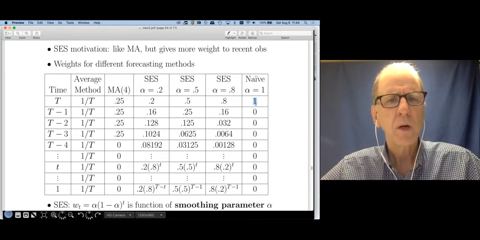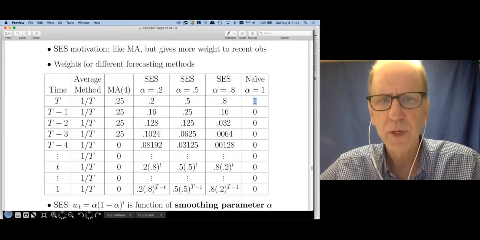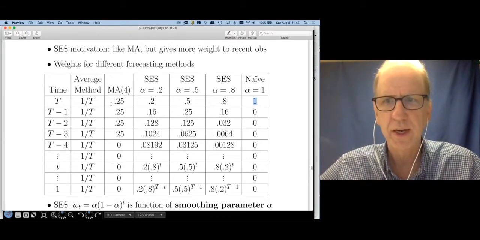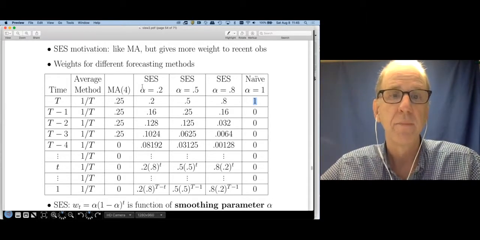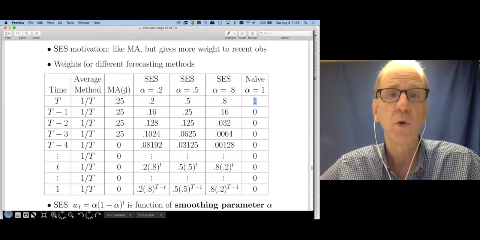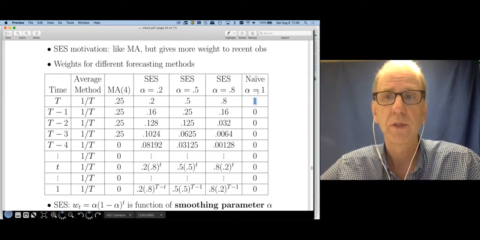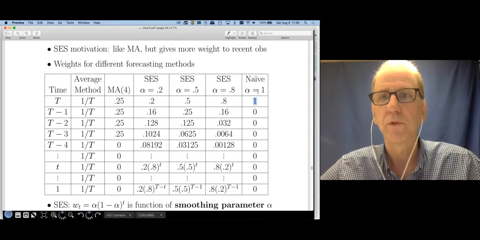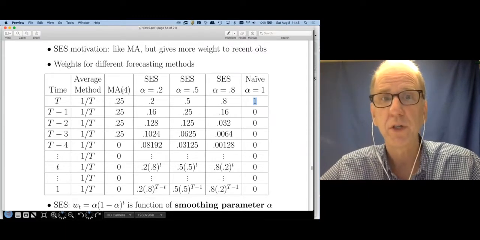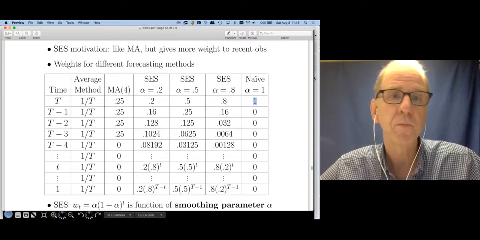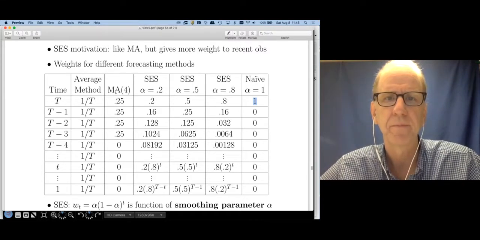Well, what I said last week was a moving average is kind of a halfway house between the average method and the naive method, because a moving average of order 1 would give us the naive method. It's just averaging the most recent observation with itself, and you get the naive method. Likewise, if I take a moving average of order big T, then I get the average method.